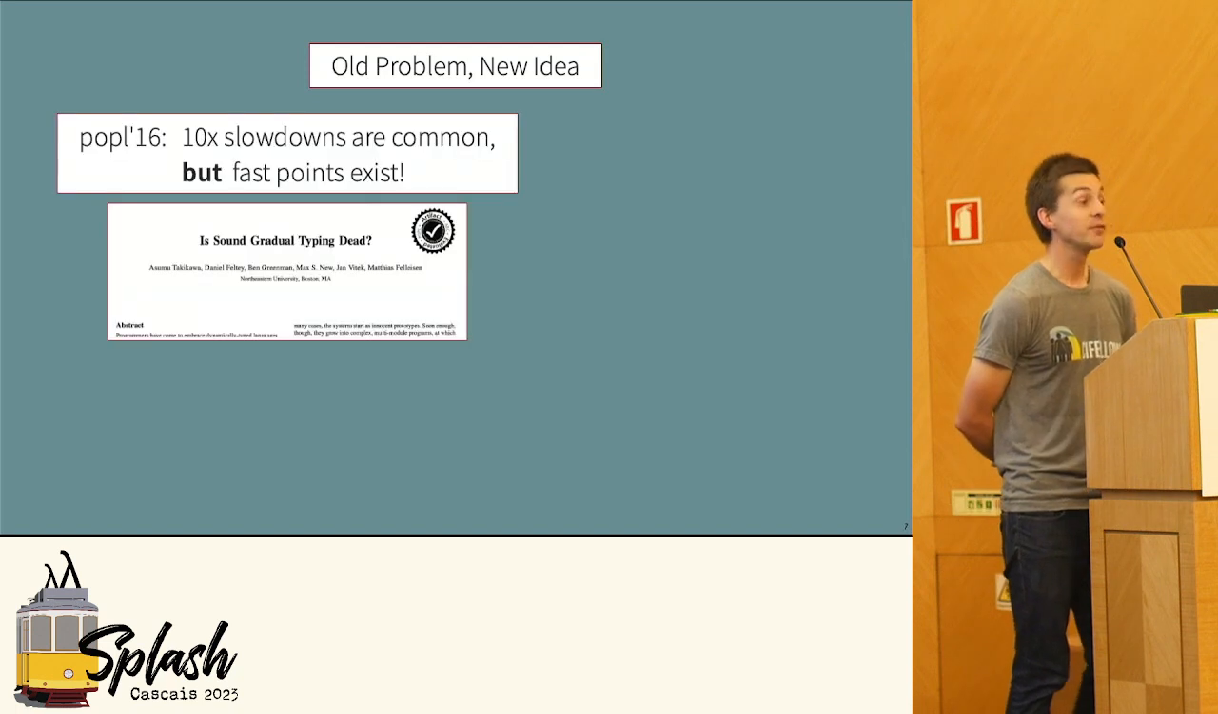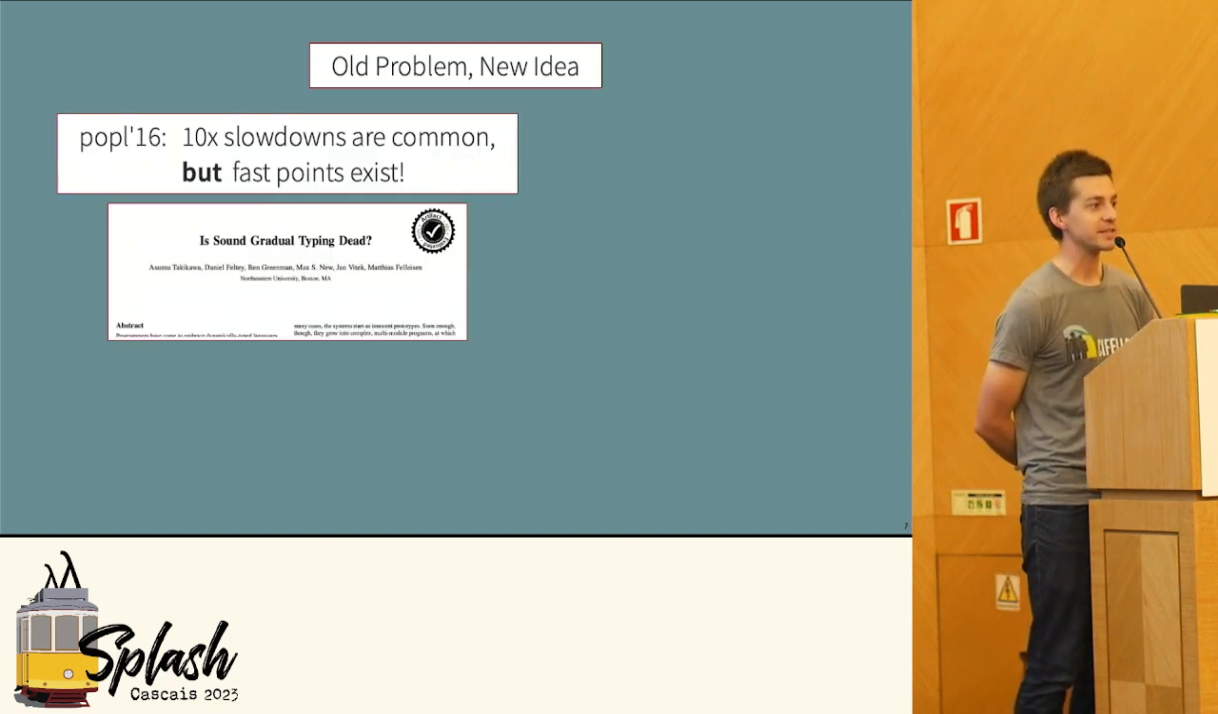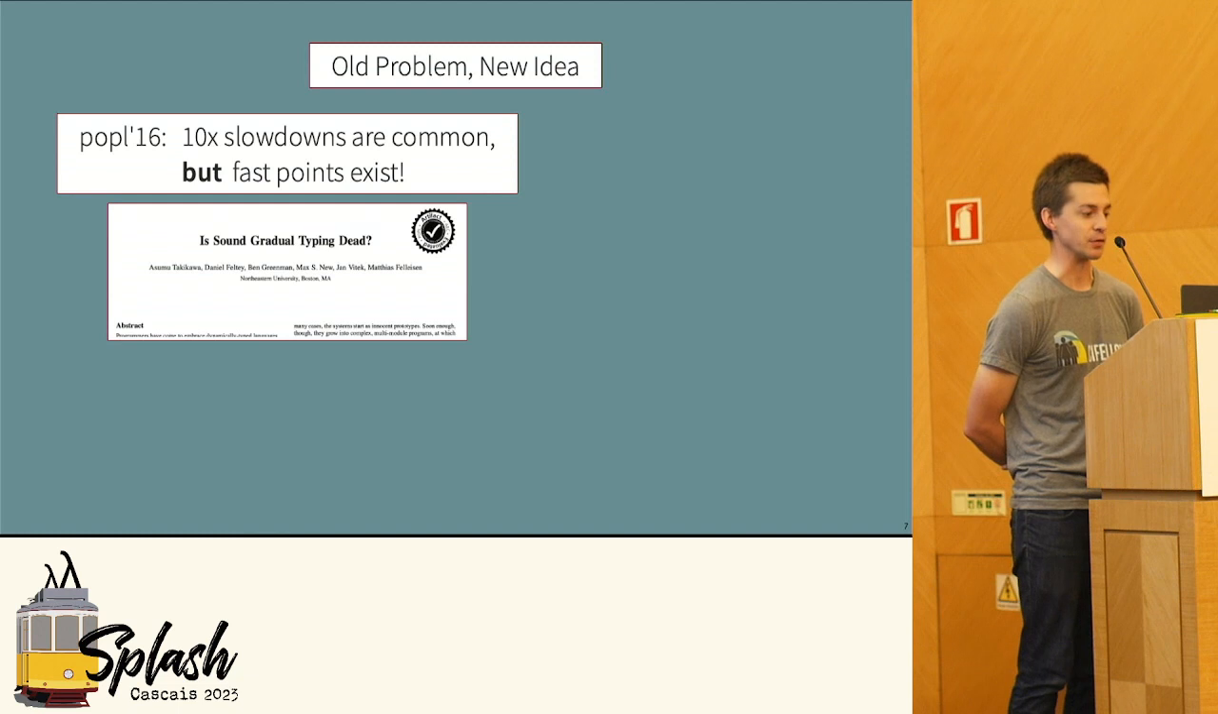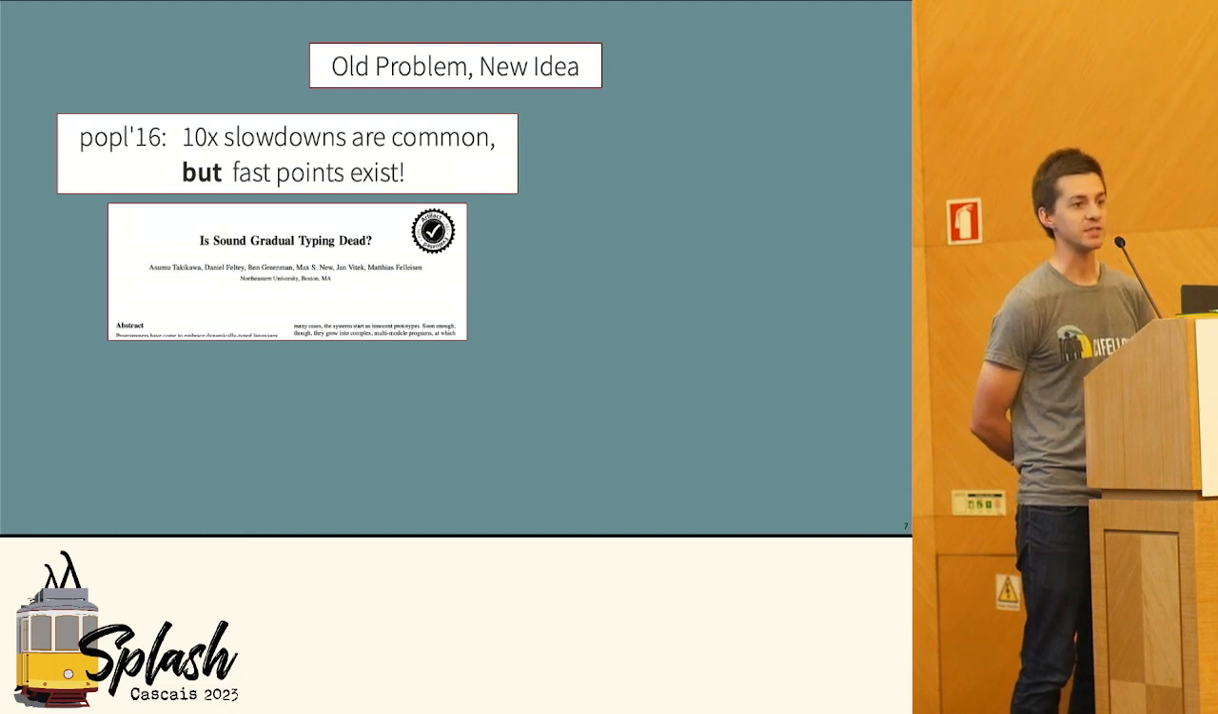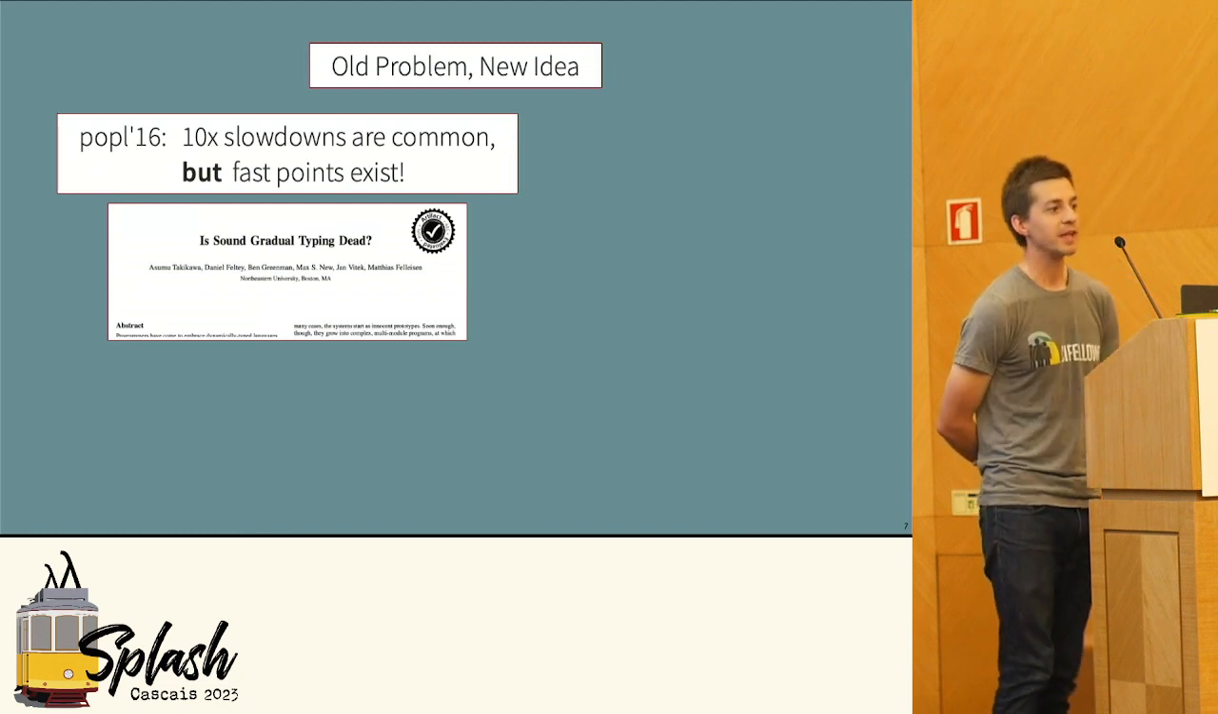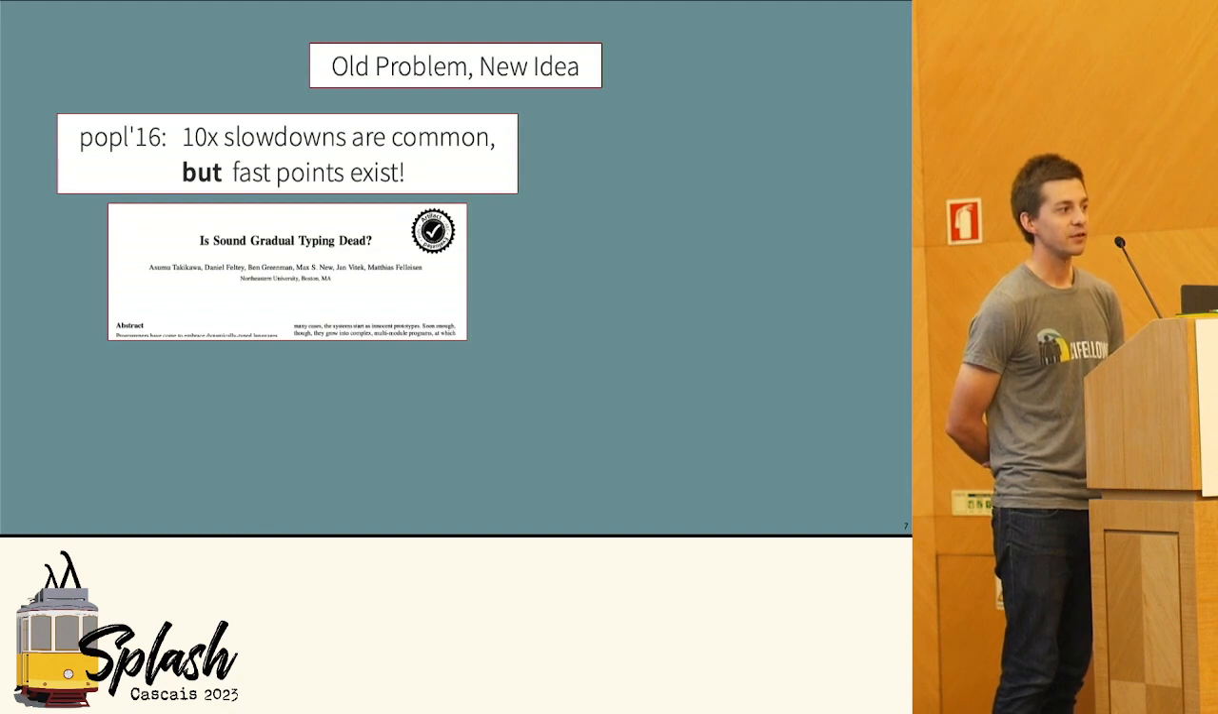So I'm really excited about this work because it tackles a question that I've had for a long time. Back in POPL 2016, we studied the performance of gradual type systems, and we learned two things. First, that big slowdowns are very common. 10x is on the low end of the slowdowns that we were seeing. And these were all over the place in terms of the possibilities that gradual typing allows you. Many of these possibilities are too slow to run in practice.